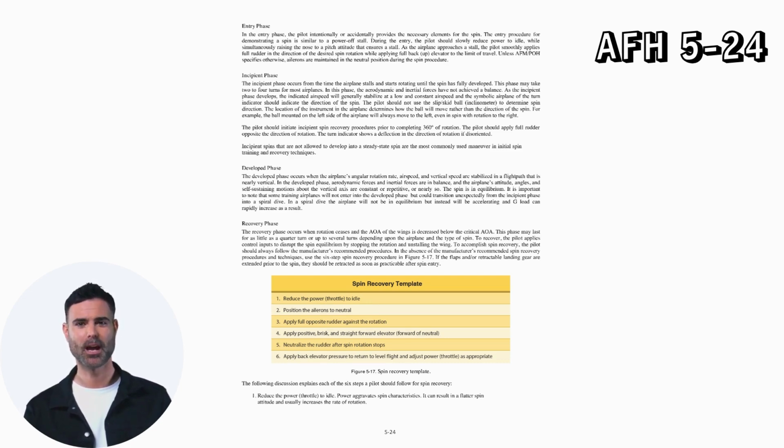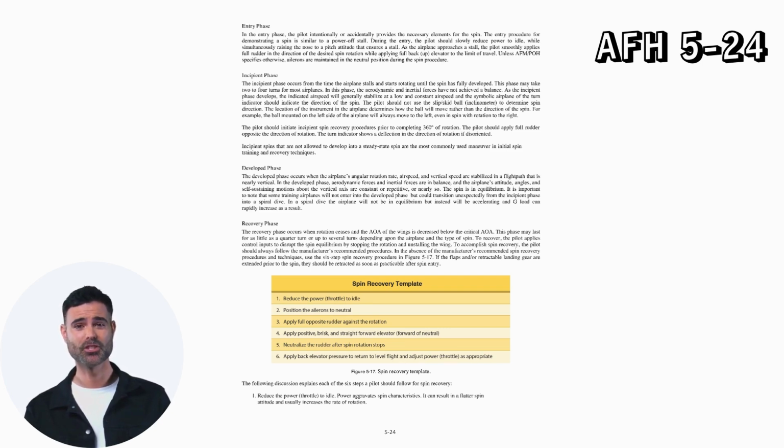The pilot should not use the slip/skid ball inclinometer to determine spin direction. The location of the instrument in the airplane determines how the ball will move rather than the direction of the spin. For example, the ball mounted on the left side of the airplane will always move to the left, even in a spin with rotation to the right.